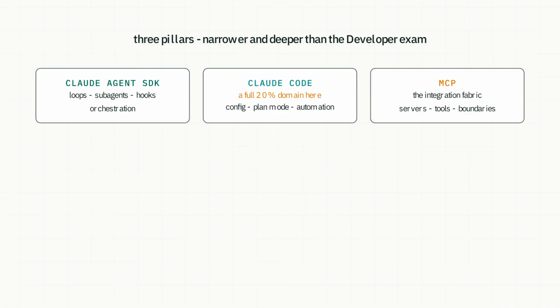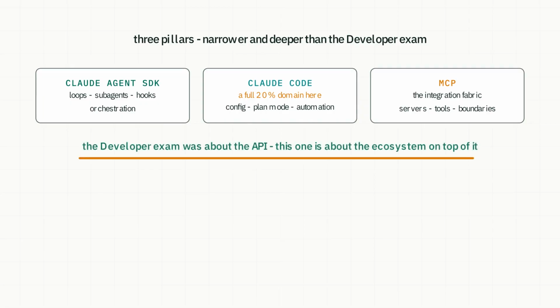The technical surface is specific, and it's worth naming because it's narrower and deeper than the developer exams. 3 pillars: the Claude Agent SDK, the framework for building agents, loops, subagents, hooks, orchestration. Claude Code, and not as a cameo this time, as a full 20% domain, configuration hierarchies, plan mode, automation, and the Model Context Protocol, MCP, as the integration fabric. If the developer exam was about the API, this one is about the ecosystem built on top of it.